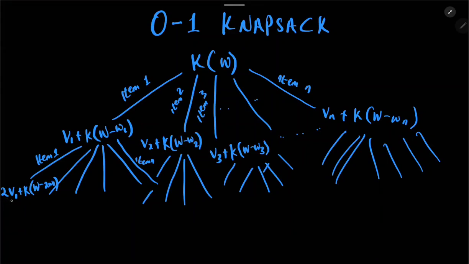We have 2V1 because we have picked V1 twice, plus this is what's left. But supposing we pick item 2, we would have V1 plus V2 plus the knapsack capacity minus the two weights that we have picked, minus this, minus this. So this is how it goes up until we get to the, let's call it the leaf expression, right? And we pick the expression that has the maximum value.